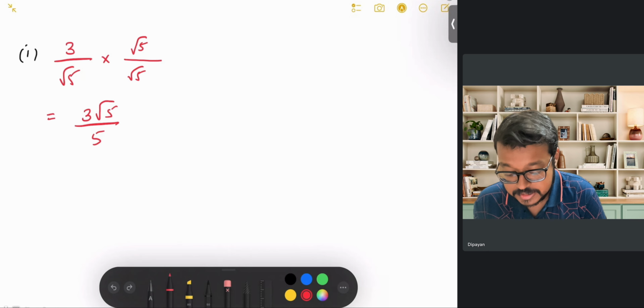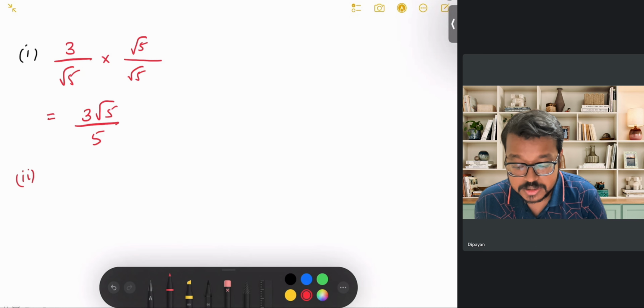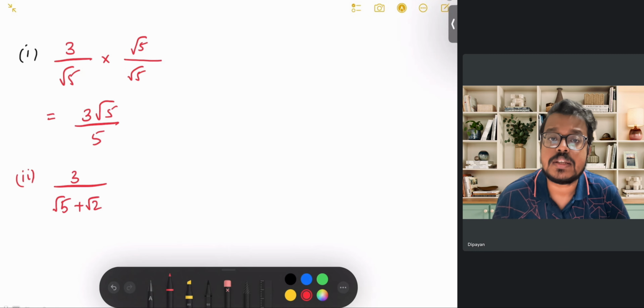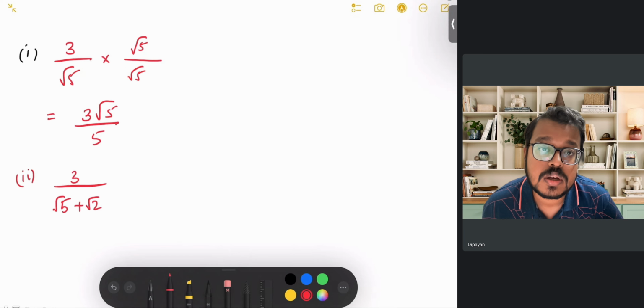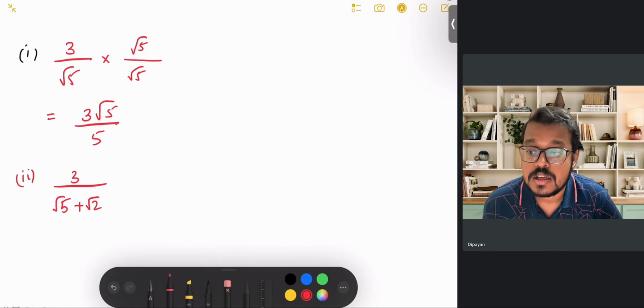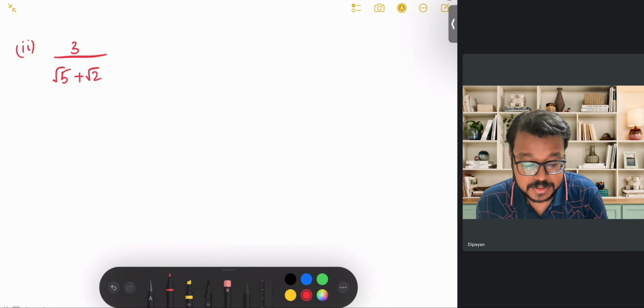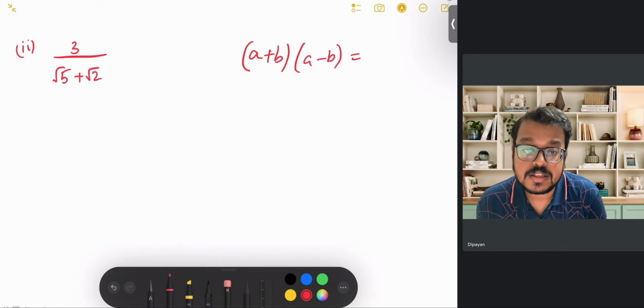Now let's look at the second expression, which was 3 by root 5 plus root 2. Now here the denominator is root 5 plus root 2. I have to think of another number such that when I multiply root 5 plus root 2 with that number, the result is rational. Now we will make use of an identity which is a plus b into a minus b. And we know that the result is a square minus b square.